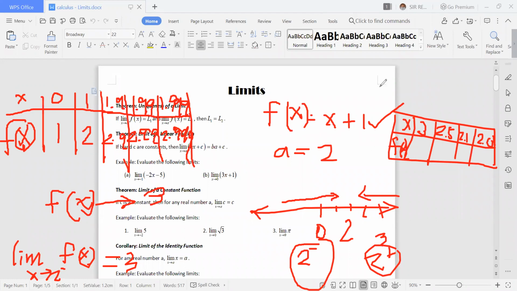And after that, if x is 3, it will give us 4. If x is 2.5, it will give us 3.5. If x is 2.1, it will give us 3.1. And if x is 2.01, it will give us 3.01 and so on. So in this case, it is very obvious, it is very clear.